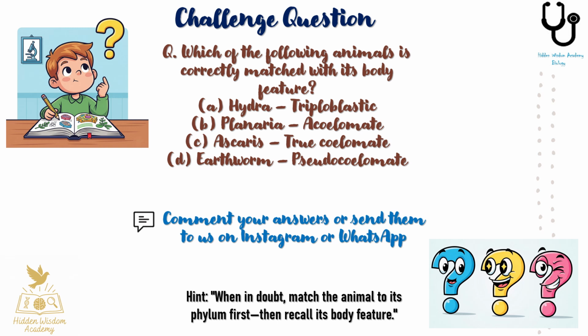Here's your challenge question for today. Which of the following animals is correctly matched with its body feature? Is it option A, Hydra, triploblastic? Is it option B, Planaria, acoelomate? Is it option C, Ascaris, true coelomate? Or is it option D, earthworm, pseudocoelomate? Comment your answers or send them to us on Instagram or WhatsApp.